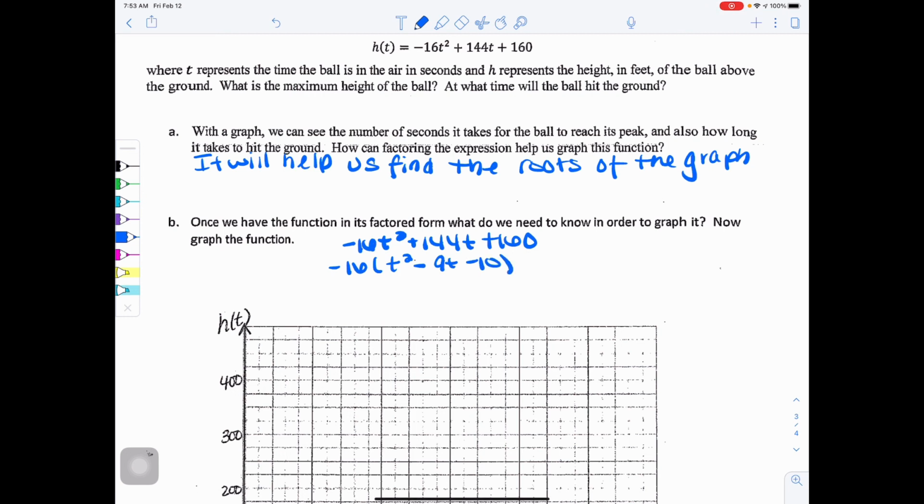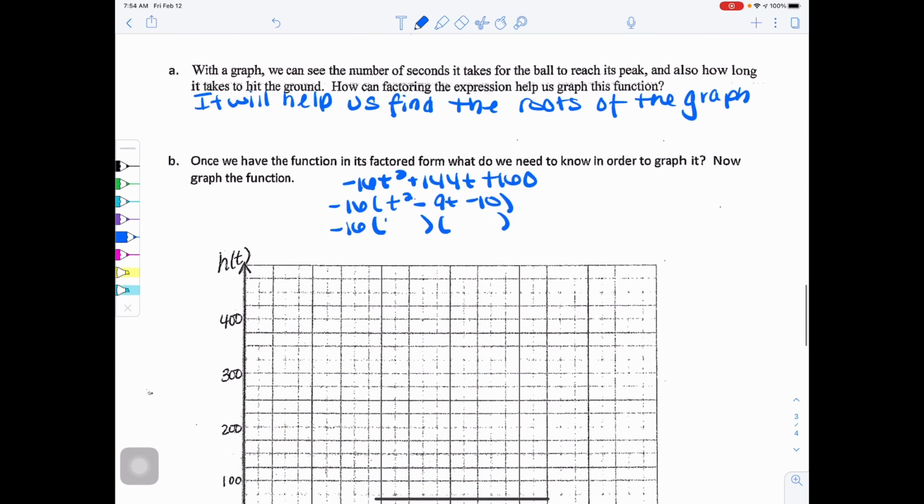Now we have a trinomial we can factor into two binomials. We want the factor pairs of negative 10 that would add up to negative 9. So that's going to be t minus 10 and t plus 1. We can create a table of values, t and h of t.